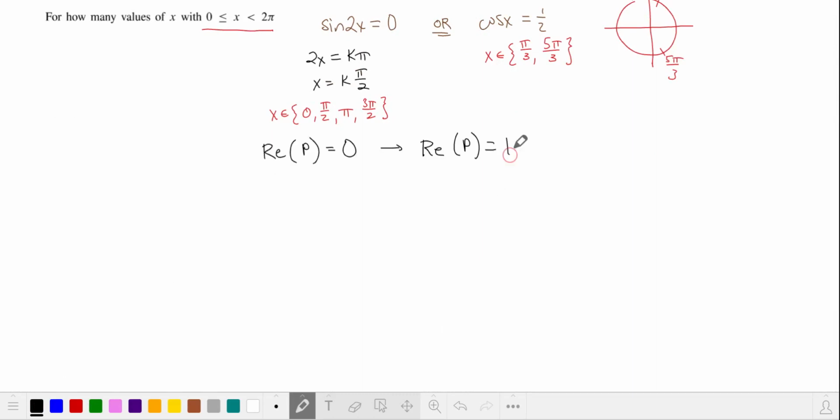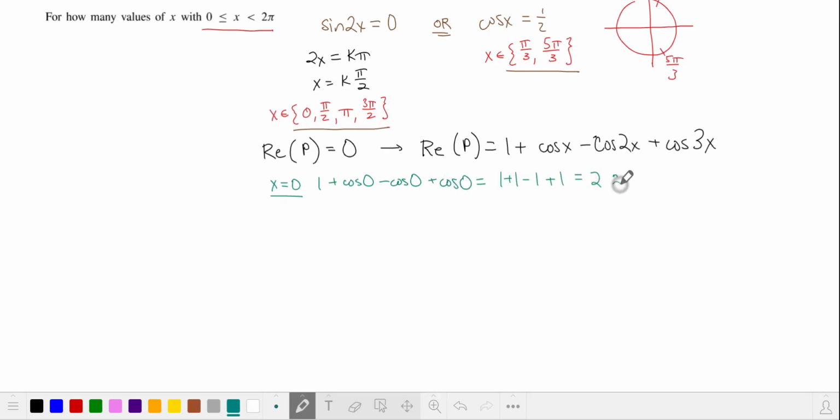The real part of p is 1 plus cosine of x minus cosine of 2x plus cosine of 3x. Let's try these solutions that we got for the imaginary part and see if we can generate 0 for the real part as well. When x equals 0, we get 1 plus cosine of 0 minus cosine of 0 plus cosine of 0. This is equal to 2. We need the real part equal to 0. We'll try x equals pi over 2 next.